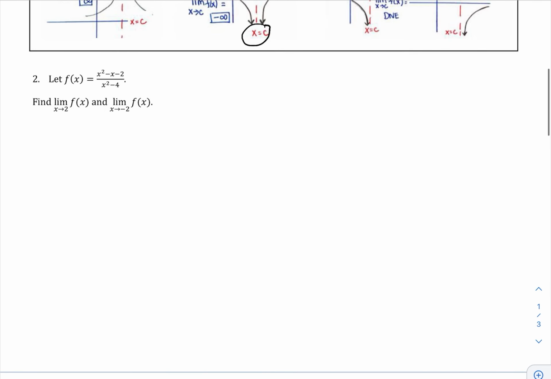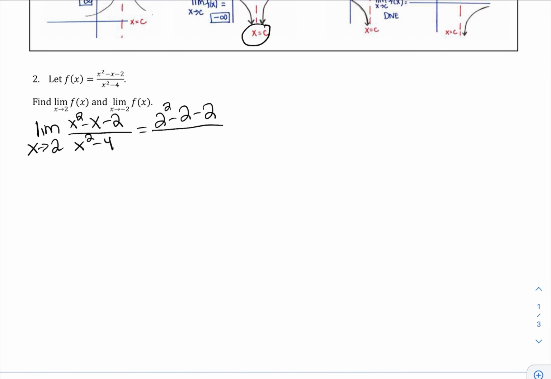We want to find the limit as x approaches 2 and the limit as x approaches -2. So first I'm going to do the limit as x approaches 2, and I'm going to write in the function. So it's a rational function. My go-to is to plug in. So 2 squared minus 2 minus 2 over 2 squared minus 4. In the top, I'm going to get 4 minus 2 minus 2, which is 0. And in the bottom, I'm going to get 0.